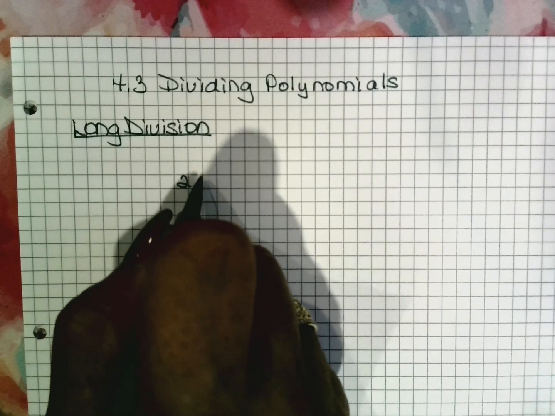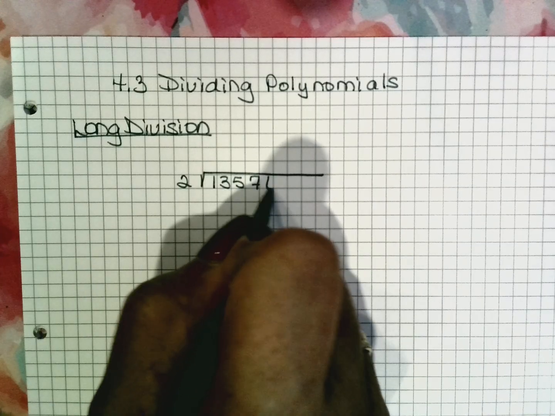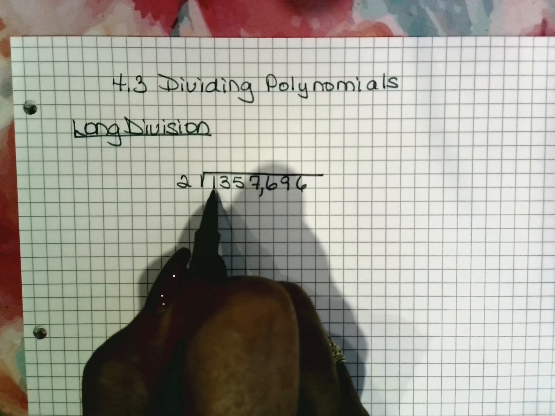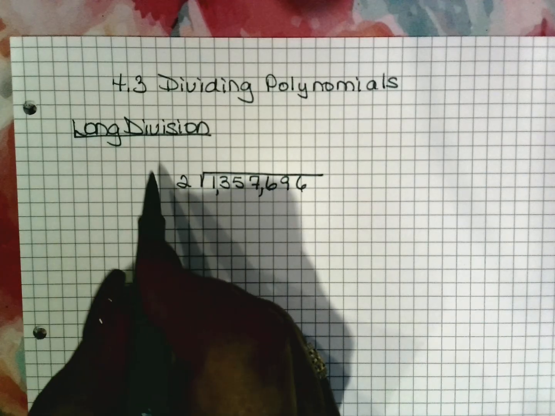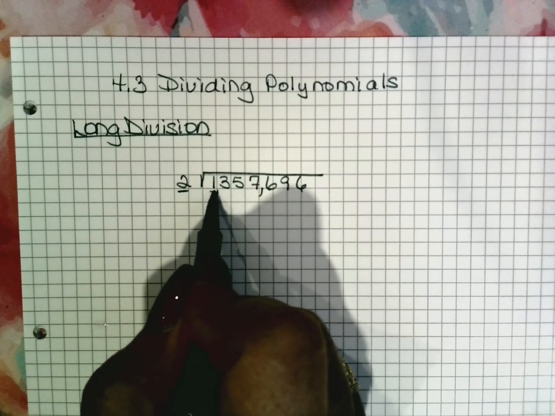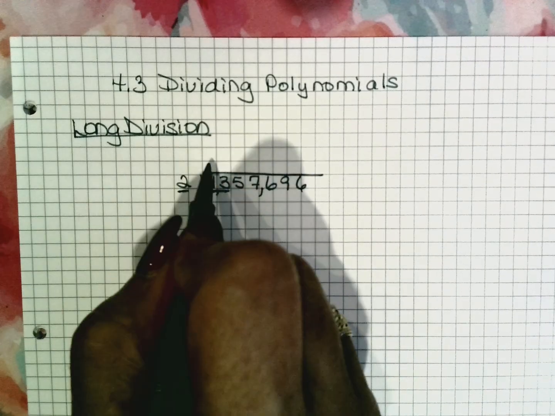Let's say you have this number. Let's make it large. 1,357,696. And I'm asking you to divide it by 2, not using a calculator. So the way we normally do division is we look at the 2. We're going to look at the 1. 2 doesn't go into 1, so we can't divide that. So we look at the 13, and 2 will go into 13 6 times.